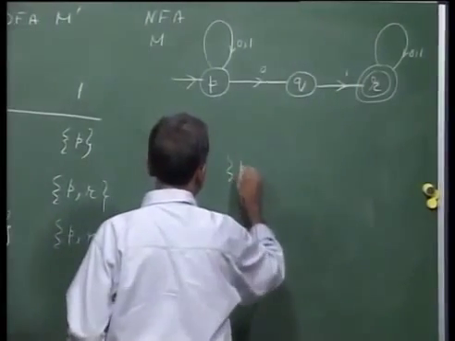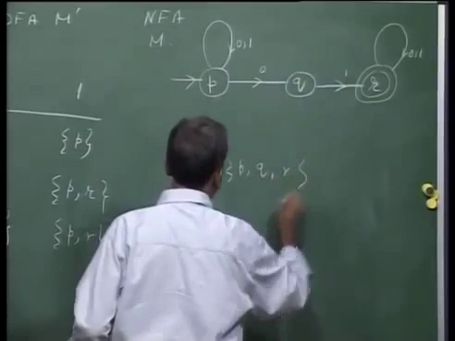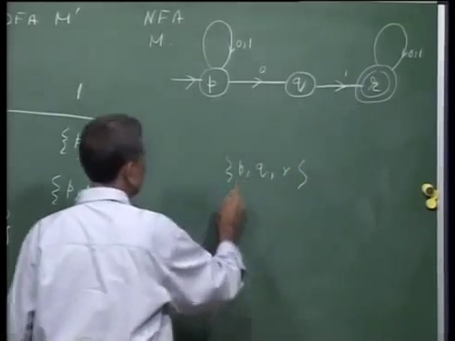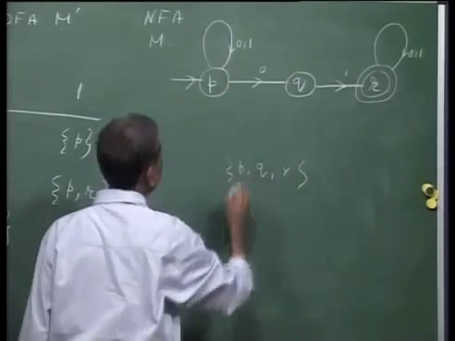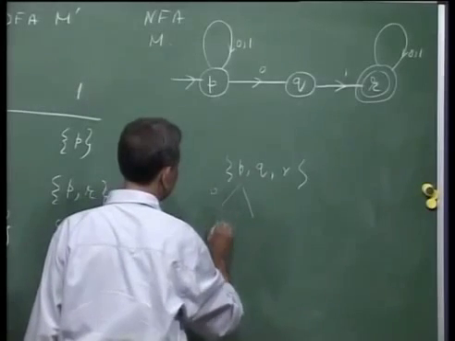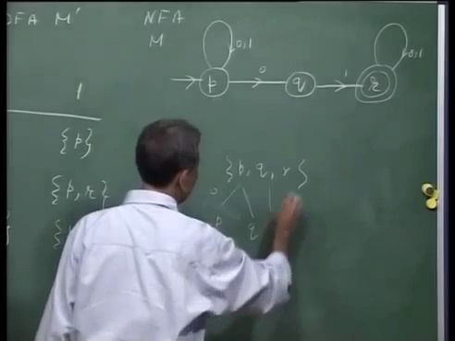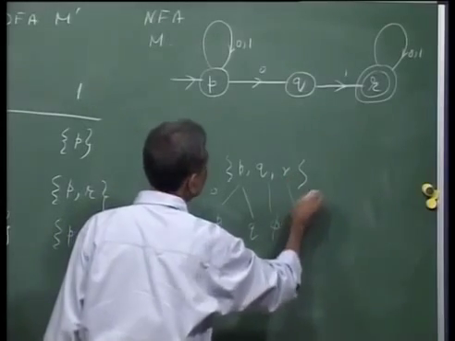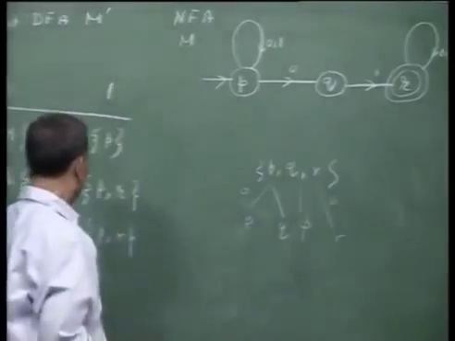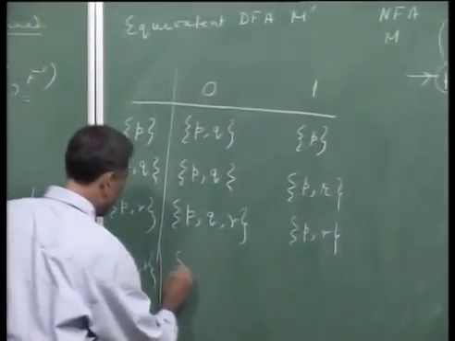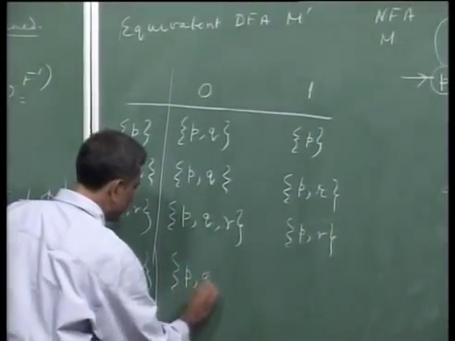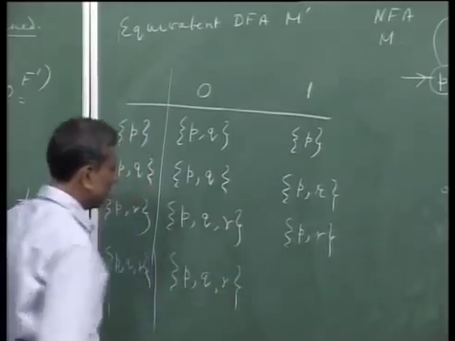So, PQR. From P on 0, it can go of course to either P or to Q. Q on 0, it goes to empty. R on 0, it goes to R. So, PQR on 0 goes to PQR.